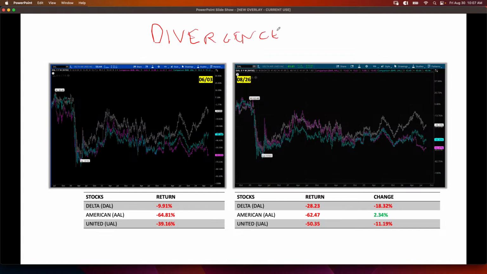Okay, please follow along with this example, because I think that whenever you're risking money in the market, if you want to increase your probability of success, use divergence. It is so freaking powerful. And here's the example. On June 03, I shared this chart.